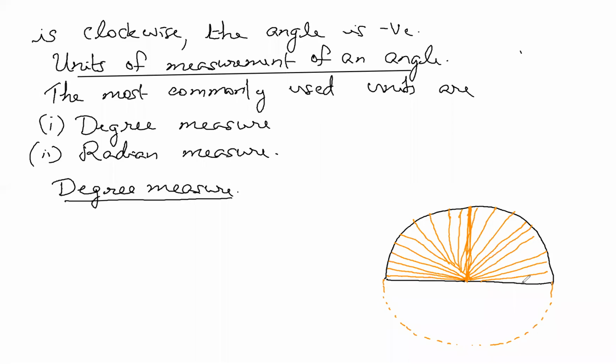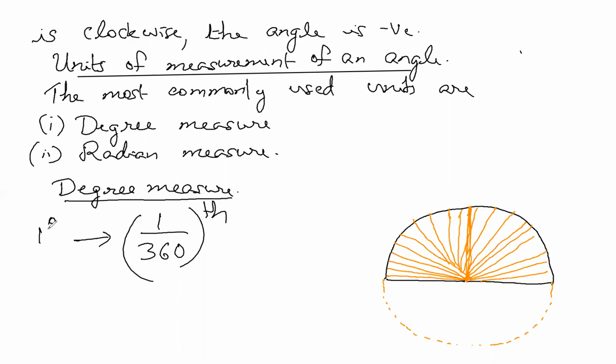That means this full circle means one complete rotation. One complete rotation, we take 1 upon 360th of a rotation. That is called 1 degree. That means divide a circle into 360 equal parts and take one of them, that is 1 by 360th of a revolution, which is measured as 1 degree. So we use this sign for 1 degree.